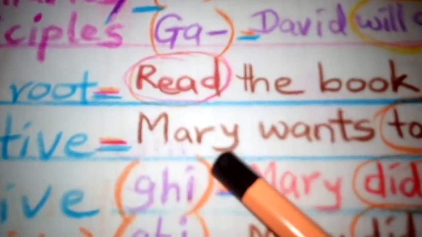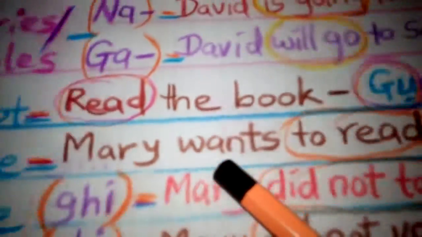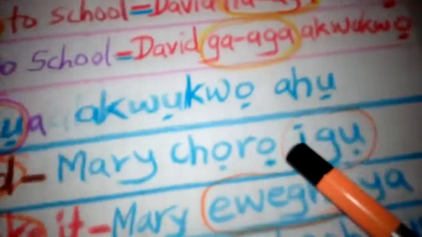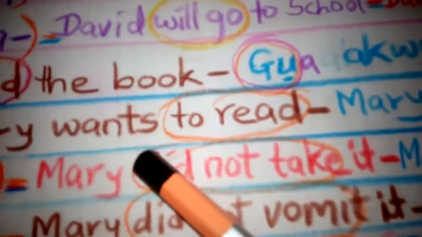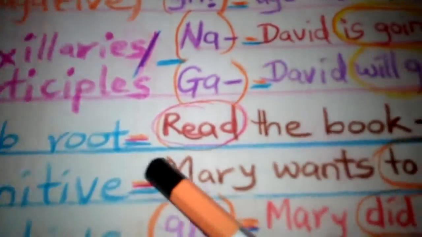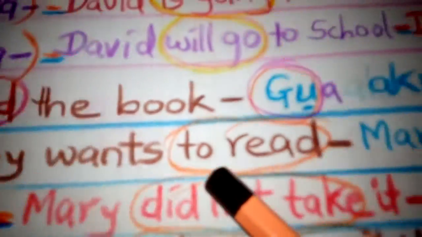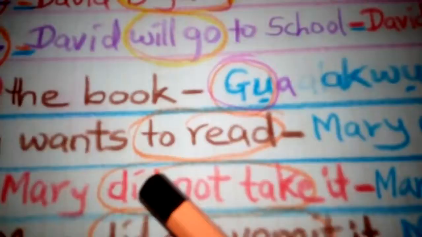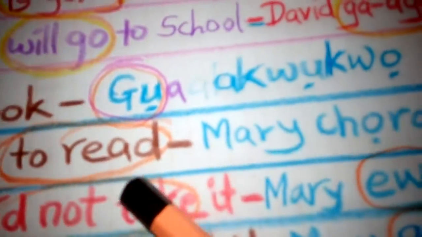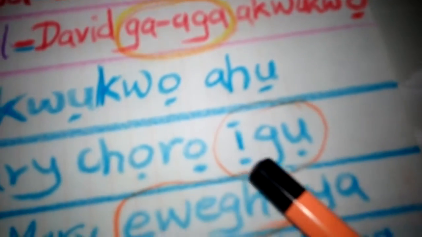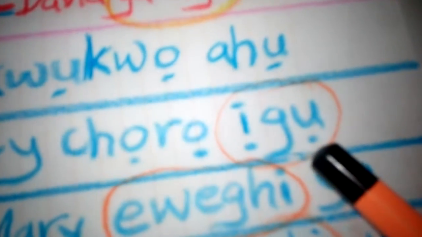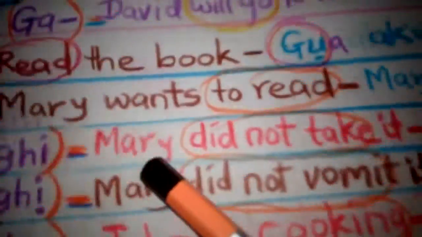Infinitive: you add I, A, or E to the verb root. Mary wants to read. Mary chọrọ ịgụ. Because of the verb go, I use E.